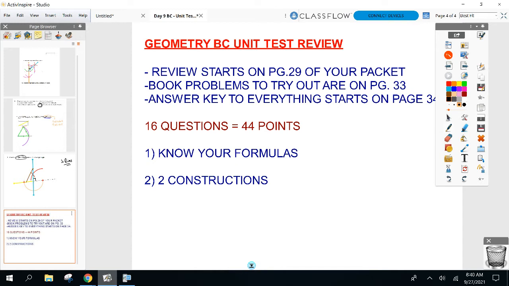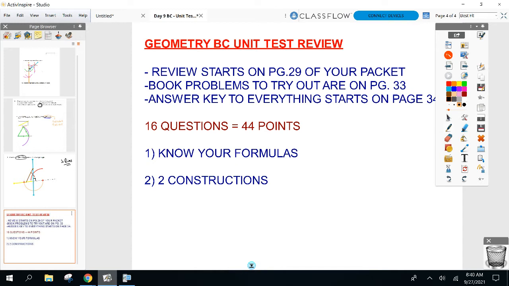Also, if you go to page 33 for me, not only do I try to give you extra problems in your packet, I also suggest extra problems in the book. So if you go to the bottom of page 33, there are some practice questions from your book. If you keep going, go to page 34. The answers to everything, including the work, are all there.